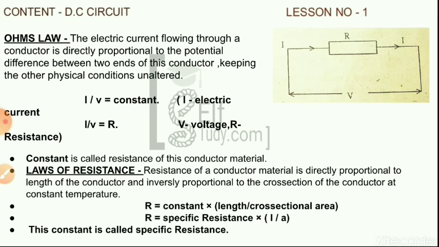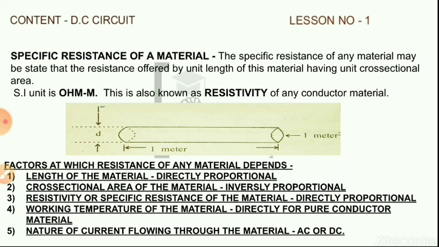So R is equal to a constant times length divided by cross-sectional area. Then what is the constant? The constant is called the specific resistance. It is a term. Let's discuss the specific resistance of a material.